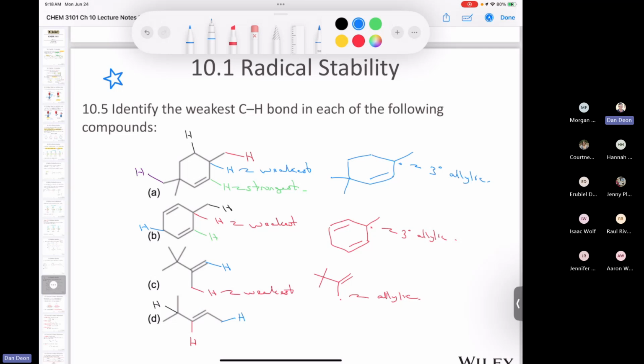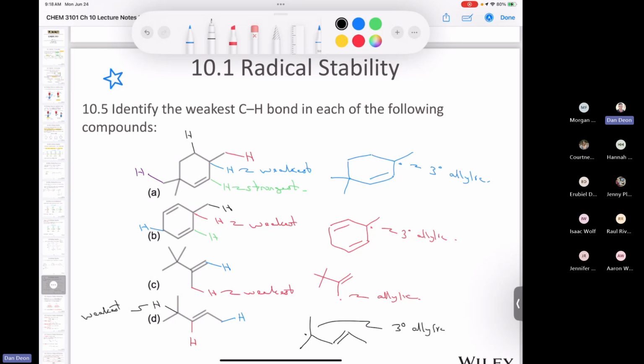Why? Because the blue one is allylic too, but the black one is tertiary allylic, and the blue one is primary allylic. So let's pencil that in here. We'll put weakest, and if you pull that off, you end up with something that looks like this. There you go. So we'll put here tertiary allylic. Awesome. So you can see again how the questions are easy to come up with. But they're good questions, all right?